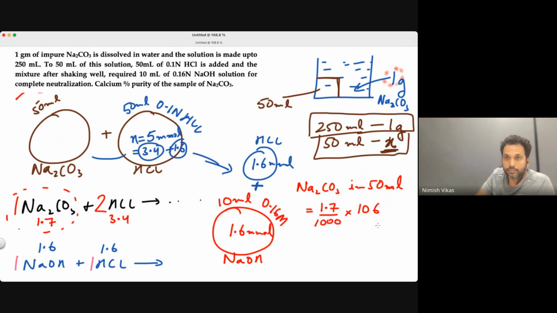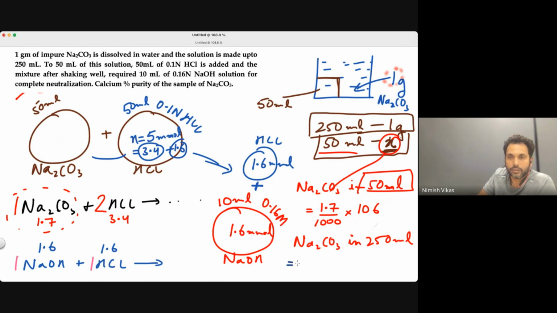Is that clear? It is in 50 ml. So in 250 ml, how much will it be? This is your X. So Na2CO3 in 250 ml, of which 50 ml was taken and did all the reaction, must have been how much? 1.7 divided by 1000 into 106 into 5, right?